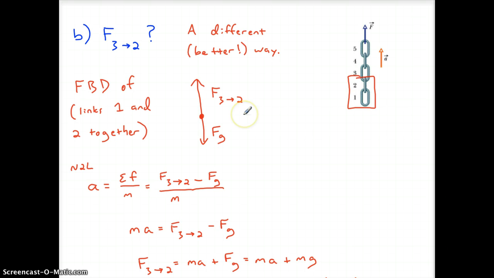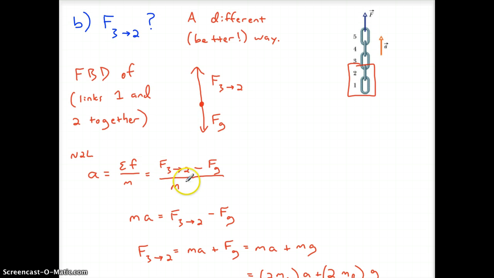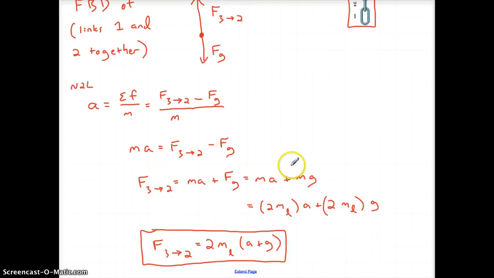So now I can just make a Newton's second law statement on this free body diagram. The acceleration is the combination of forces acting on the mass. That's the force of 3 on 2 minus the force of gravity on this red object, which is a joined object, all over the mass of that joined object. I do some algebra rearrangement, and then I'm down to this line, that the force of 3 on 2 is the mass of this red object times a plus the mass of the red object times g.